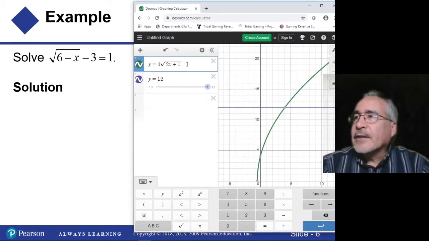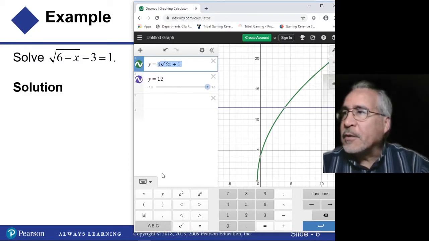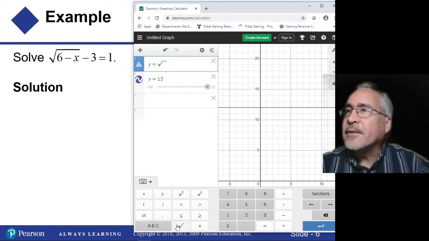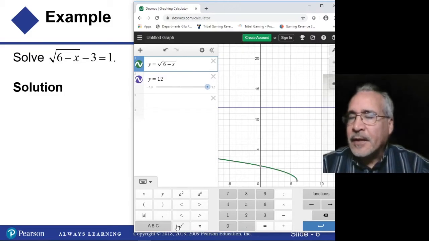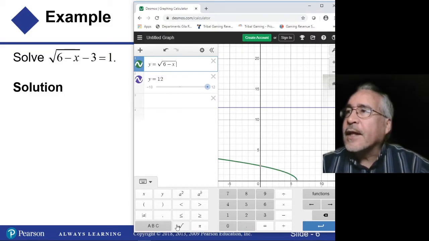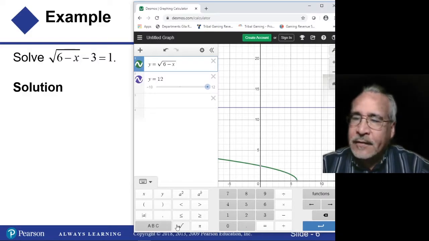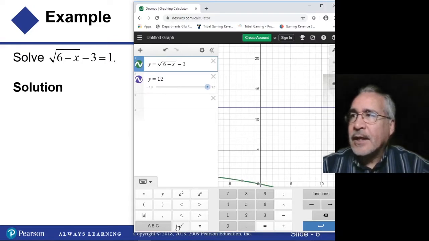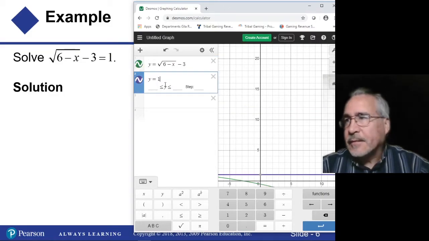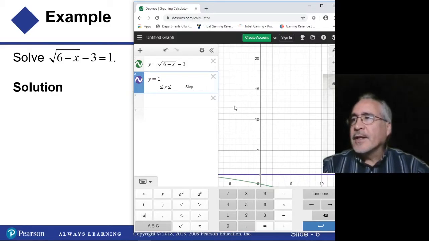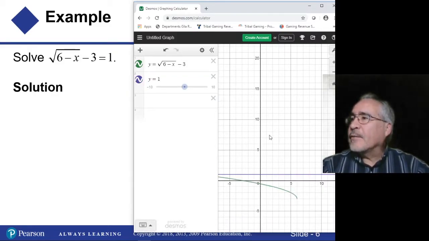Desmos. So we just change this to, now that I know where my square root is, square root of 6 minus x, and then I want to get out of this square root, so I arrow over, and notice now I'm outside of it, so I subtract 3. Make sure you get out of the square root. And then the other one is going to be y equals 1.